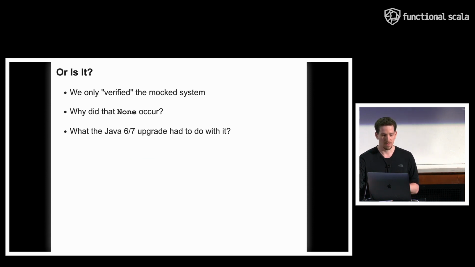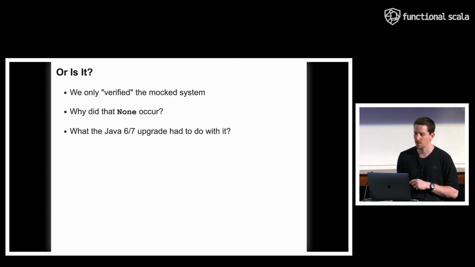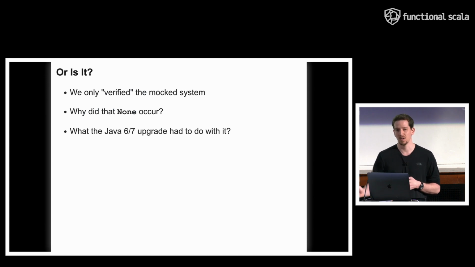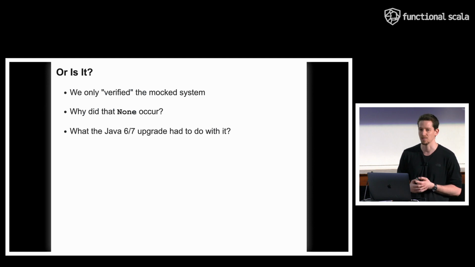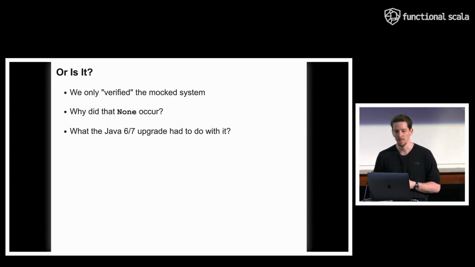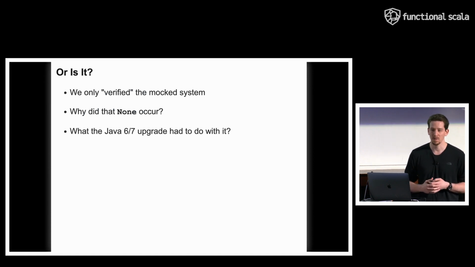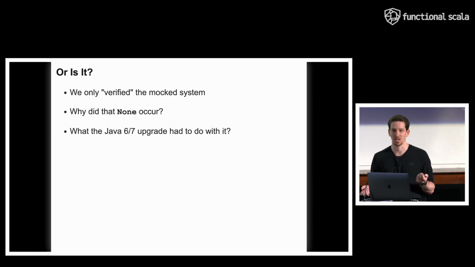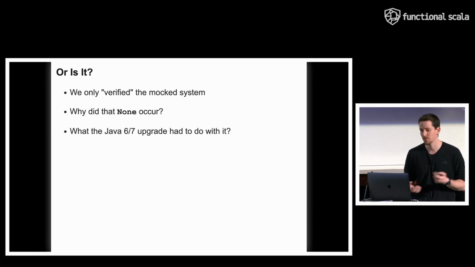So there are still issues left. As I said, we verified only the mocked version, and we did it randomly, so maybe we're still missing something. We never verified our real system, because we didn't manage to reproduce the bug there. We also have no idea why the none occurred in the first place, so that's another mystery. And we have no idea why it happened on the upgrade between Java 6 and 7, because again, we don't know how the none came to be, so who knows.